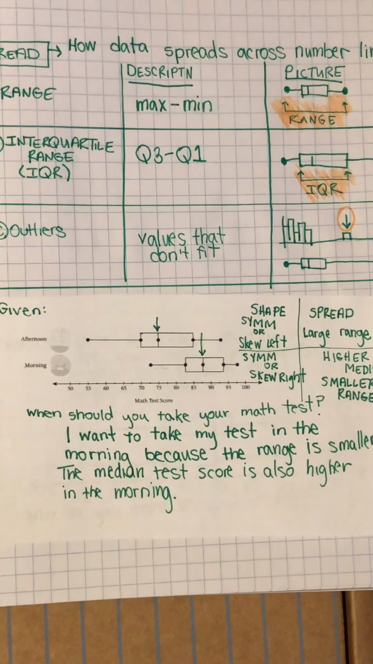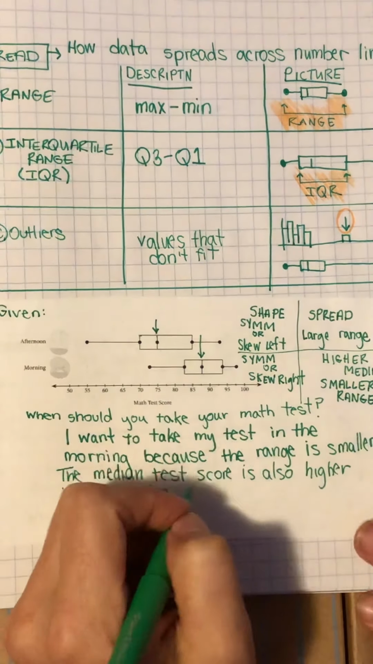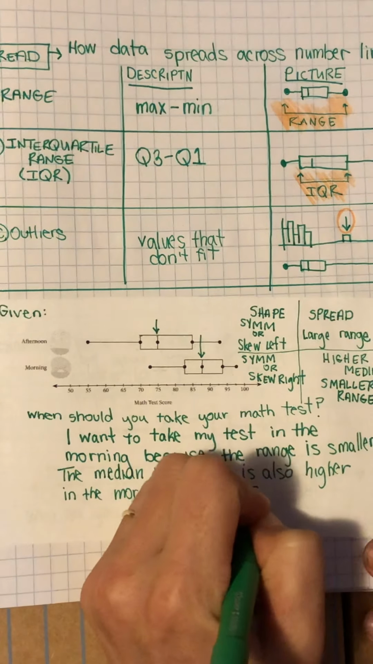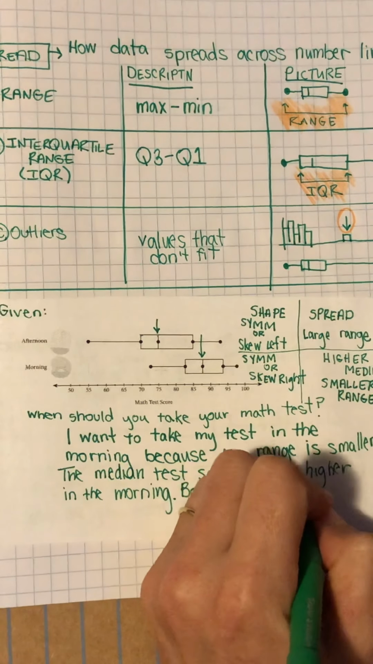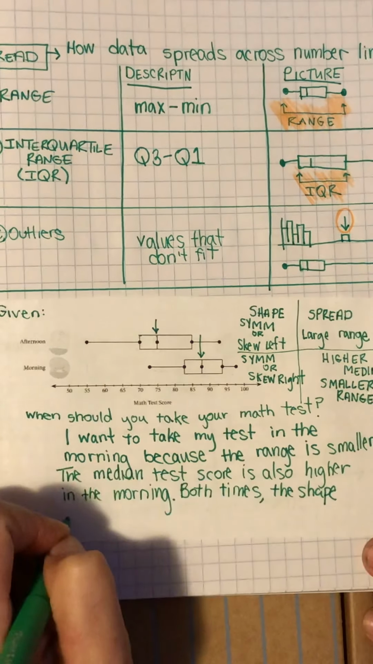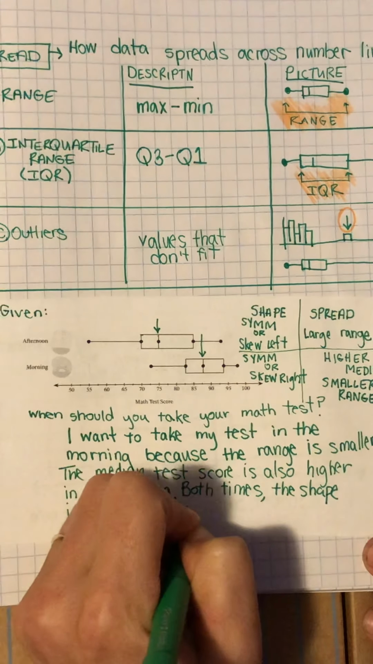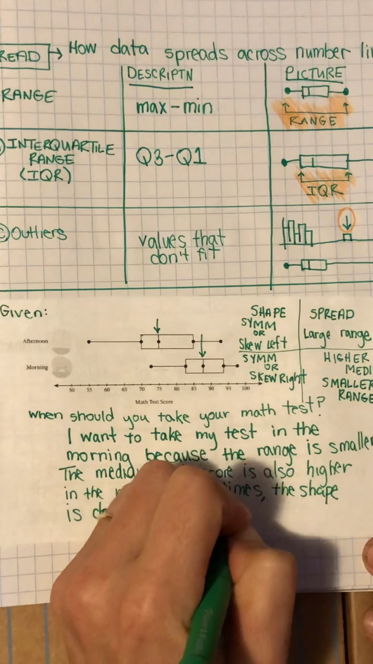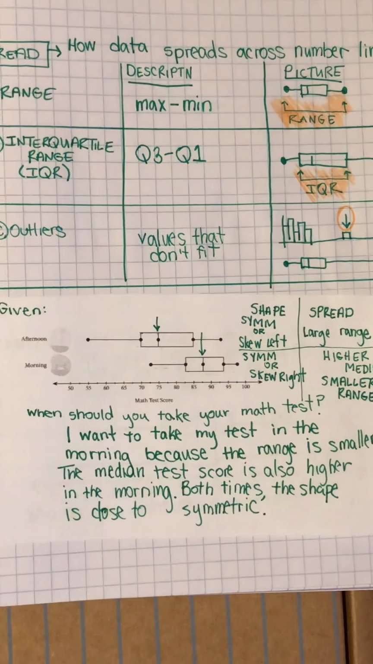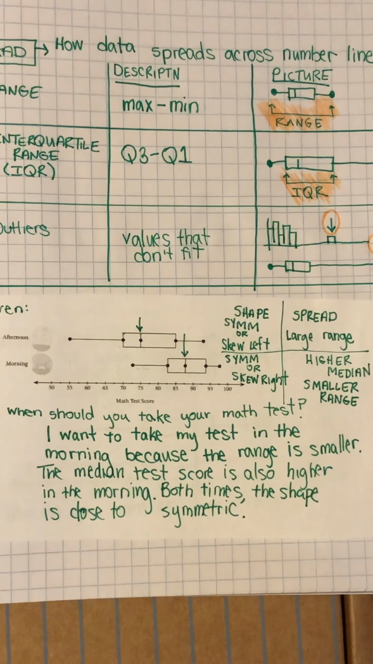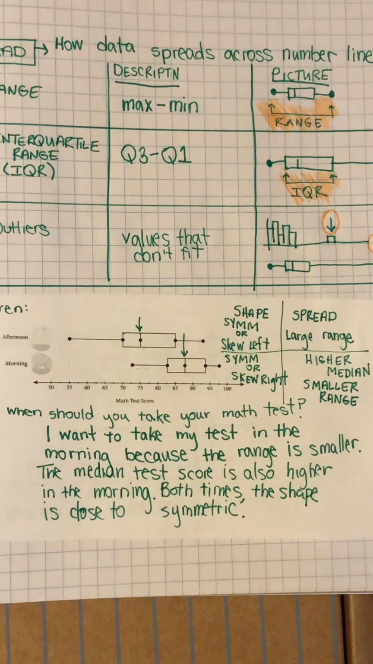And again, I want you to talk about it. So you could say both times the shape is symmetric, or close to, maybe close to symmetric. So maybe that's not a part of your argument, but you're communicating to me, your teacher, that you understand what's going on. So again, these are examples that you can use on your test, or you can look at to help you with your test.